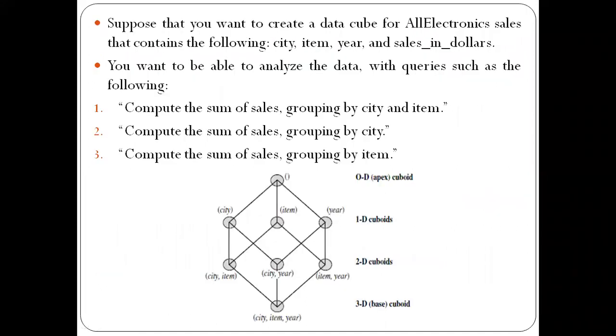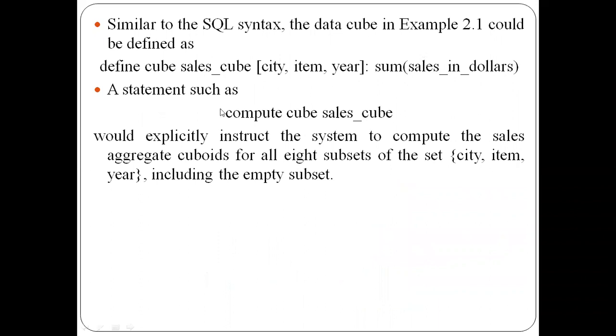In order to compute this cuboid, we have the compute cube operator, which is just like an SQL statement: compute cube, and then you specify the name of the cube. To define the cube, as I explained in the last class, we have a syntax: define cube, then the name of the cube, then in square brackets we specify the dimensions, then put a colon, and then specify the measure. So this is for defining the cube, and this one is for computing the aggregate operation.